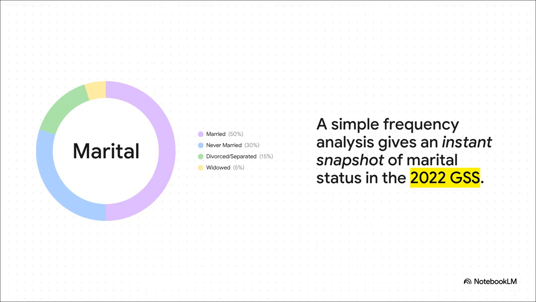Right away, looking at marital status from the 2022 GSS, we get a clear picture. Just over half of U.S. adults are married, and almost 30% have never been married. This is the kind of basic understanding we need before we can ask anything more complicated.